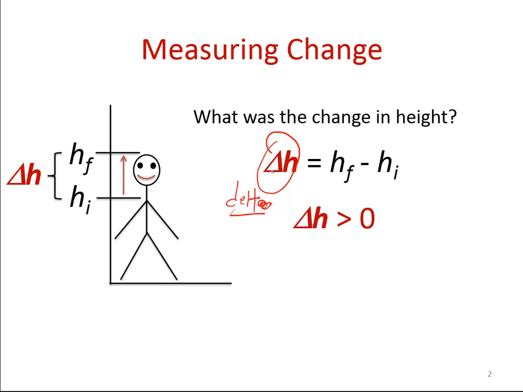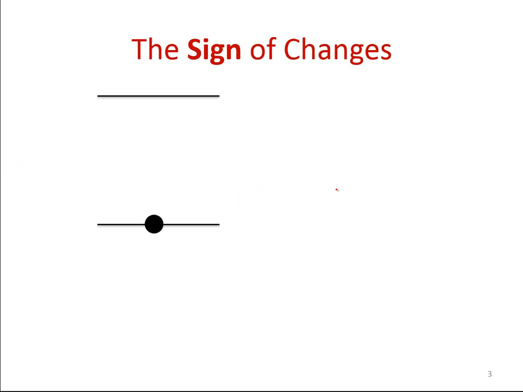So the Greek letter delta in science usually means the change in some property. And so here we would say delta H. What's the delta H for this particular child? That value would simply be the final height minus the initial height. Okay? Now, let's see a couple of examples that illustrate the connection between change and the sign, just to make that feel a little bit more intuitive.